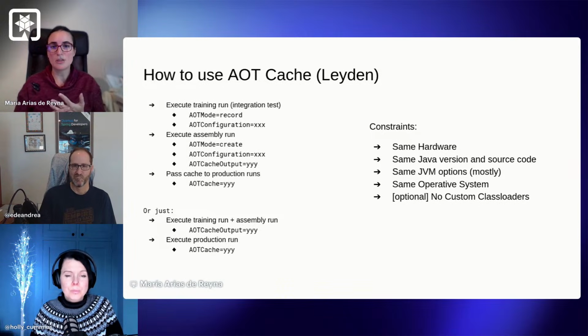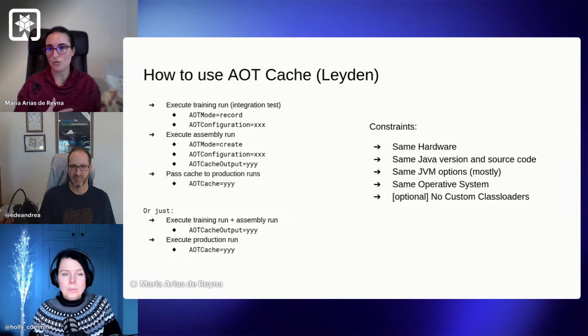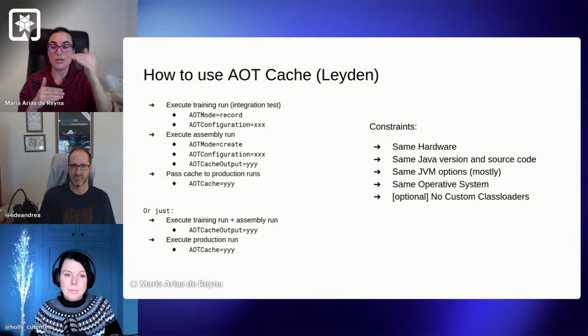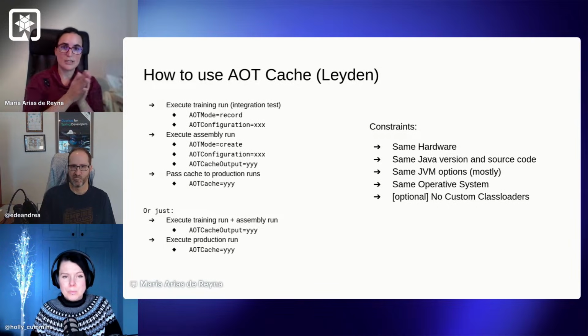And the same happens with the Java version and the source code. If you change the Java version, it will change the OpenJDK source code, or if you change your source code. So if you are caching, okay, this class has these fields and these methods, and then you change that class, then what you have cached is useless. Or even worse, you try to run something that doesn't exist anymore. So you need to have the same Java version, the same source code, the same hardware.